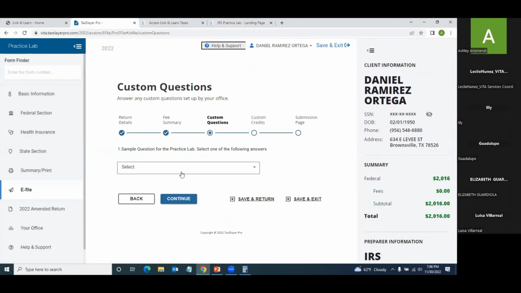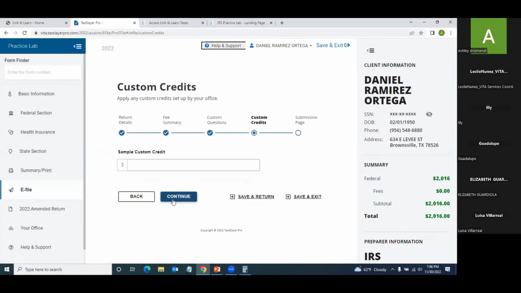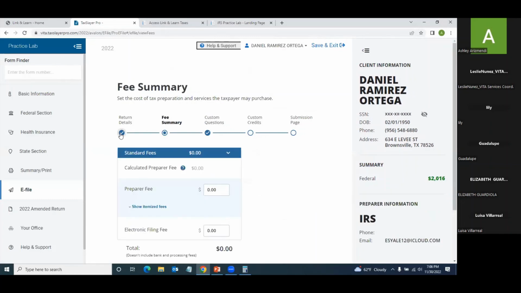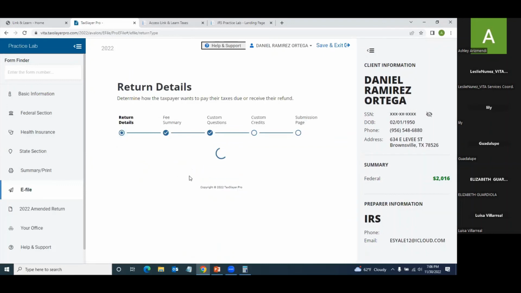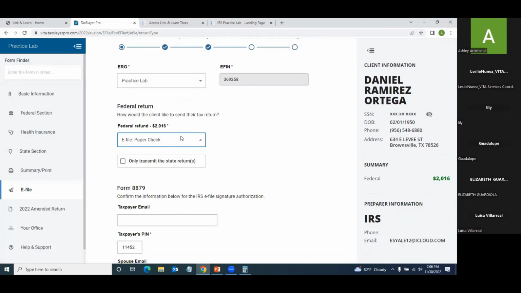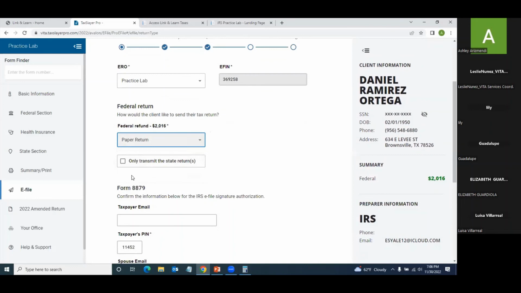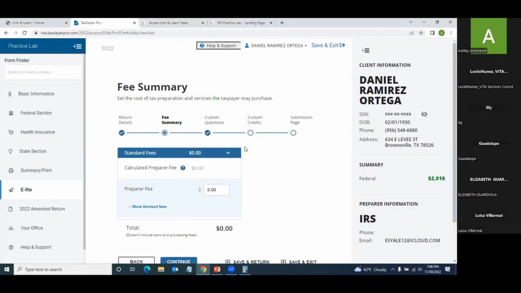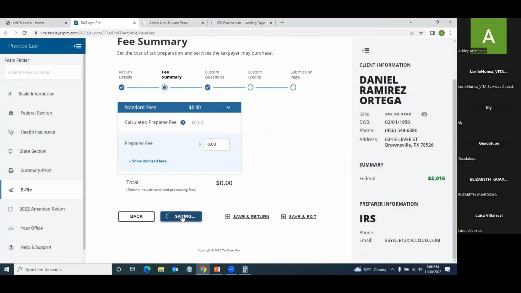So it'll be paper return? Is that what you're saying? Yes. Okay. Yeah, paper return. Okay. So we wouldn't charge them. Charge nothing, because we don't charge.